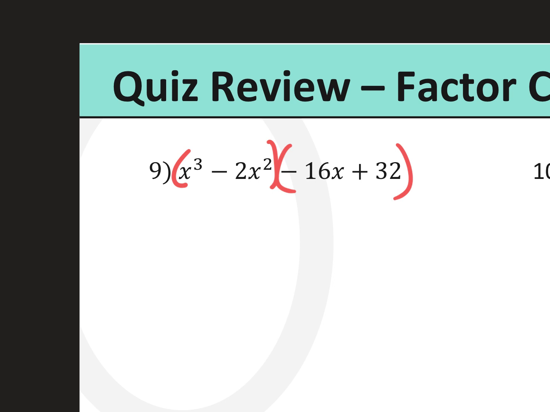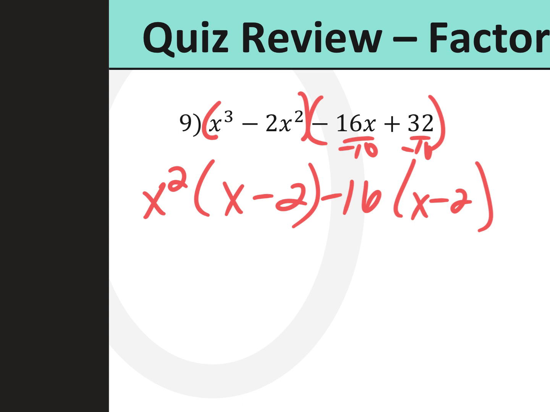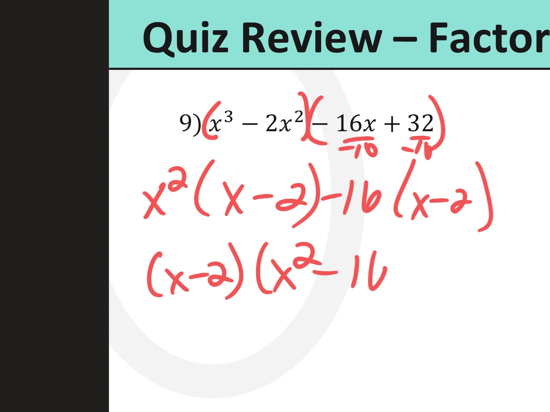What can I take out of my first set of parentheses? Perfect. X squared, and I'm left with x minus 2. What can I take out of negative 16x plus 32? That will give me an x minus 2 in a parenthesis. Negative 16. Perfect. So when I divide out negative 16, I get x minus 2. So what is the new GCF that I write by itself out in front? Okay, you can write out the x squared minus 16 first if you want to, or you can write it like this, doesn't matter. But what they have in common, you only write one time.